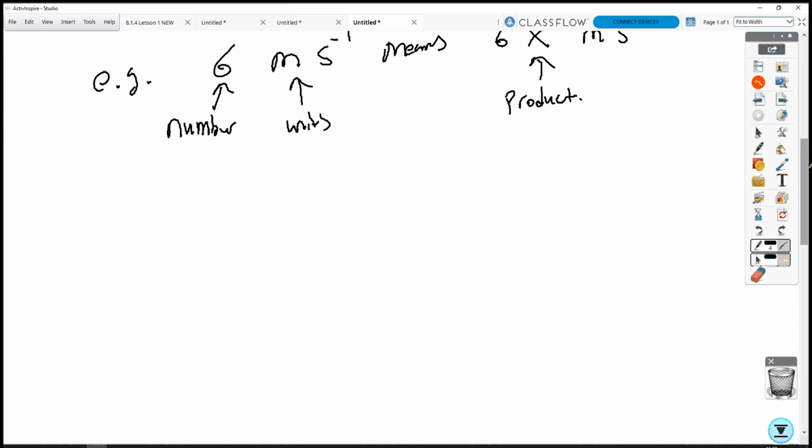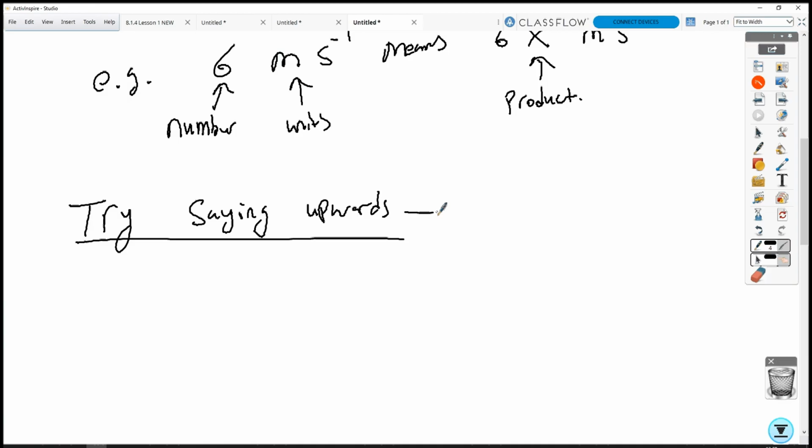Now, you need to be able to determine whether some things are scalars or whether they're vectors. You have to learn 2 special cases, and then the rest of them, just by using common sense, you're going to be able to figure out what they are. And to do that, you try one thing. You try saying upwards. And if you say that, you're basically giving something a direction.